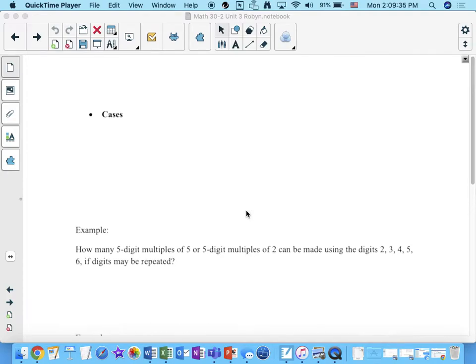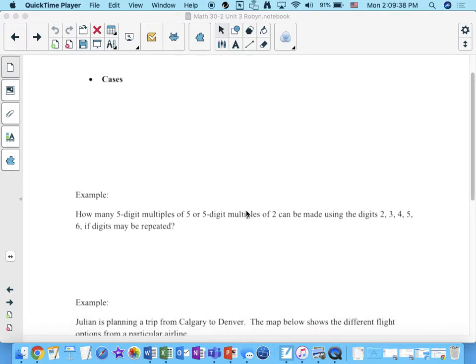Okay, so we're going to continue today talking about the fundamental counting principle. And just a reminder, we were talking last class about counting methods and how many different ways we can arrange objects, or how many different arrangements we have if, for example, we have this many options for choice 1 and this many options for choice 2 and this many options for choice 3 and so on and so forth. Okay, so that's kind of where we came from. We're going to pick up where we left off today, and we're going to talk about cases.